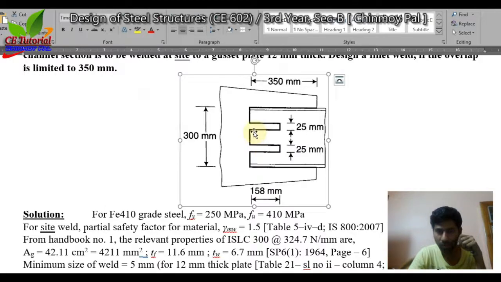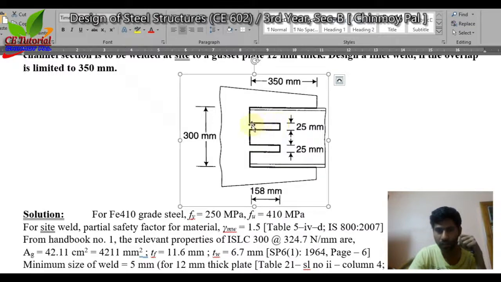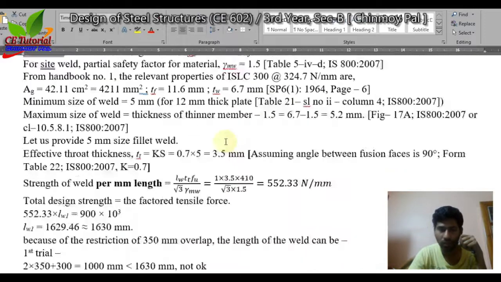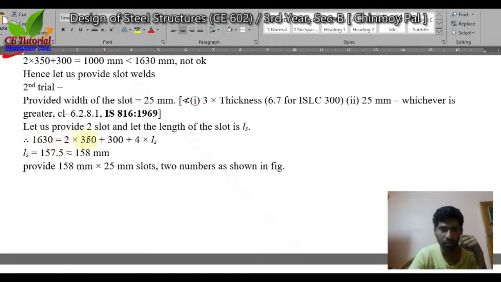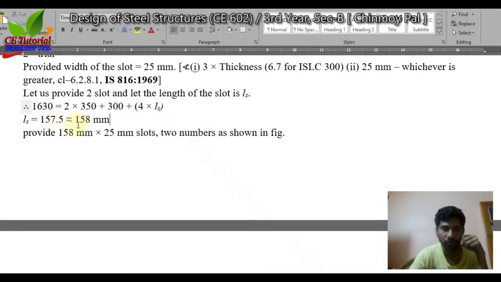Now we need to calculate only this length, this length, this length and this length. That's why we are assuming that this length is LS. So 1, 2, 3, 4: 4 into LS plus 300 plus 350 plus 350. This is total 1630. So 1630 is equal to 2 into 350 plus 300 plus 4 into LS. So LS is equal to 157.5, approximately 158 millimeter. So we are providing 158 millimeter into 25 millimeter slot.